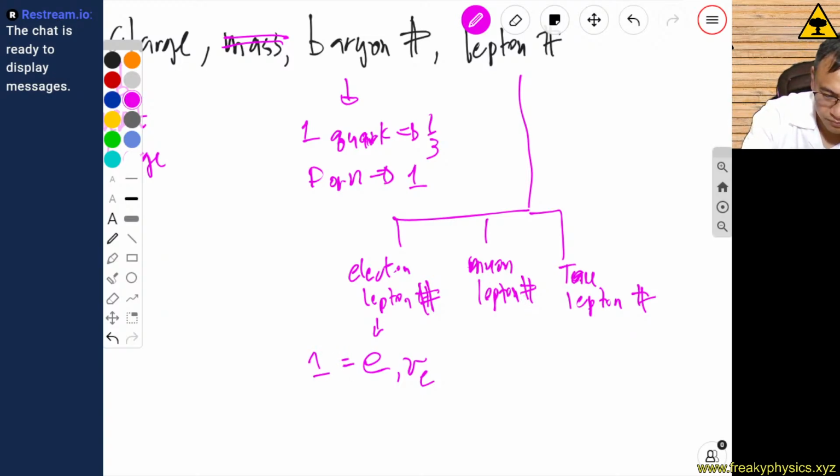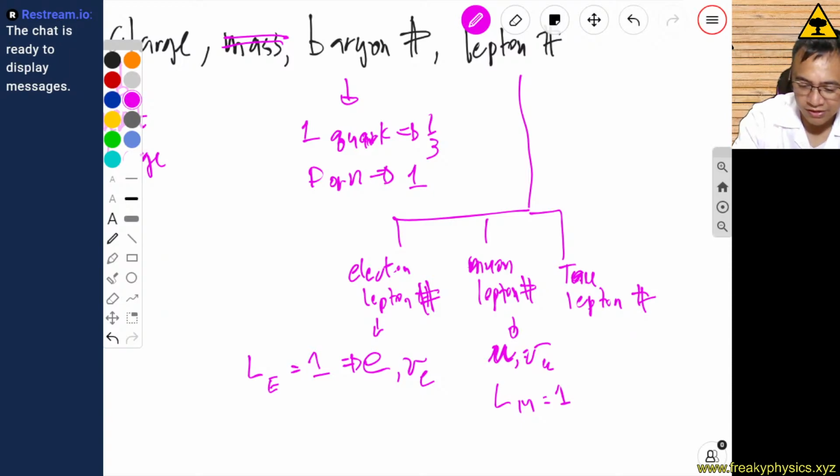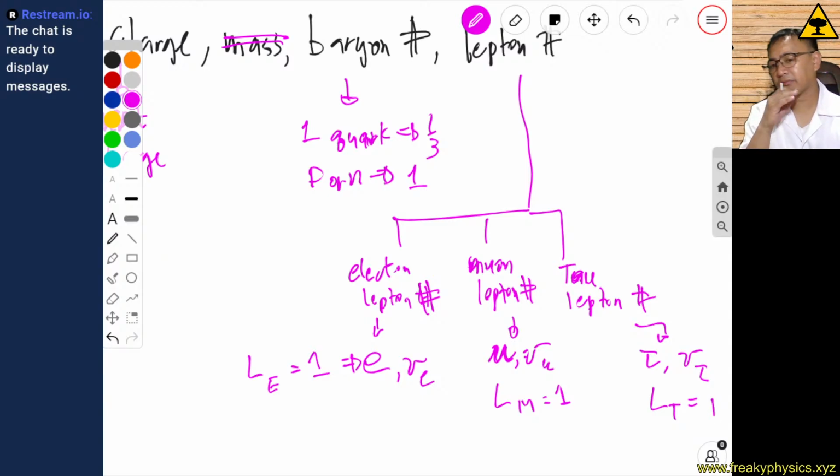This is labeled Le. Now for the muon lepton number, this would be for the muon and the muon neutrino. In this case, we're going to use Lμ equals 1 in both of these as well. Similarly, for the tau lepton number, this would be for the tau and the tau neutrino. Lτ would be equal to 1.